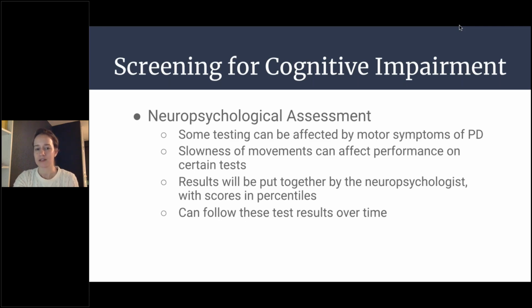Sometimes in the neuropsychological assessment, if the symptoms of Parkinson's from a motor standpoint, things like tremor and slowness, aren't treated well, that can impact the testing. So we would want to make sure that the patients are treated really well for those motor symptoms we talked about earlier, so that that doesn't interfere with our testing.